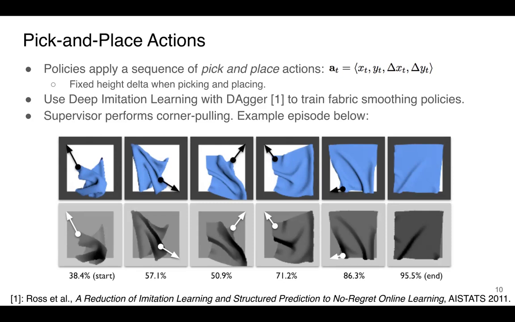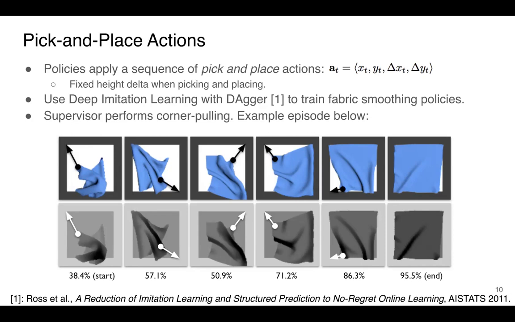So that's the action. To actually train the policy, we use deep imitation learning with Dagger. Dagger is a very effective technique widely used for imitation learning that assumes the presence of a supervisor, which can provide corrective labels telling the robot what it should have done when it was at those states. So here, the Dagger supervisor is algorithmic.